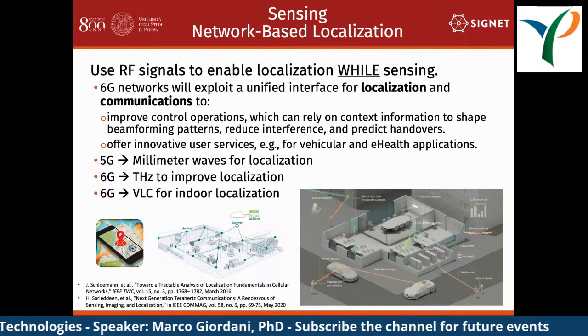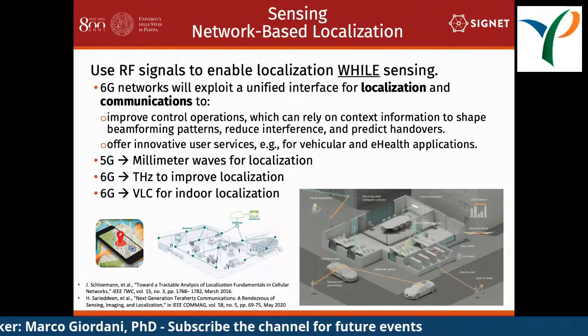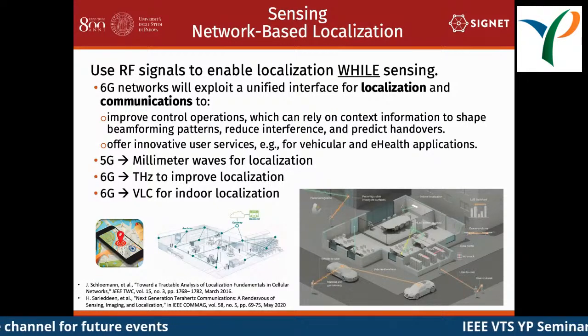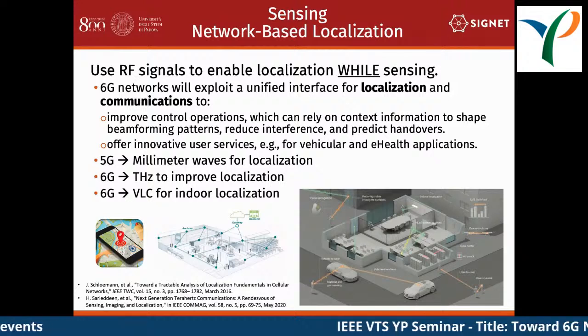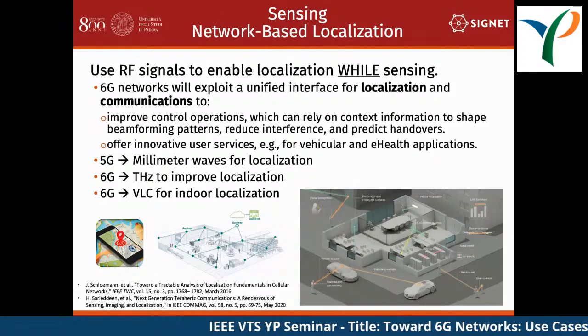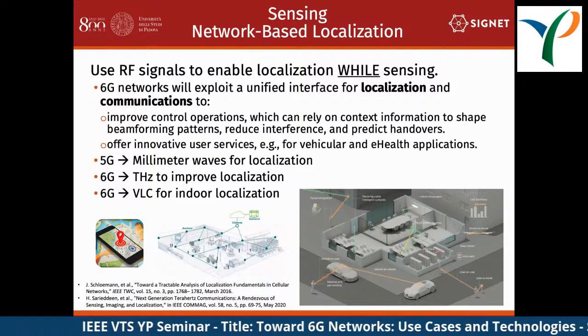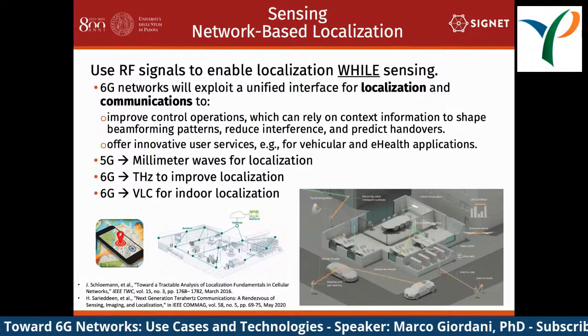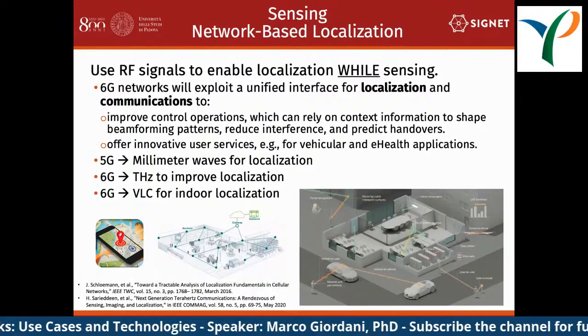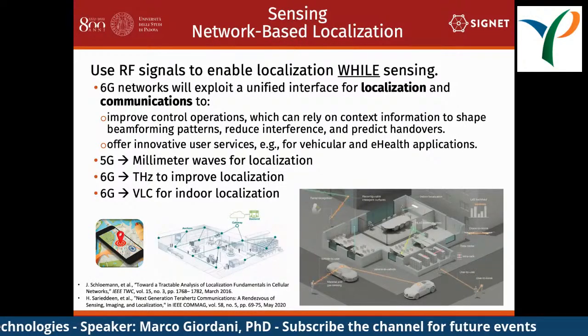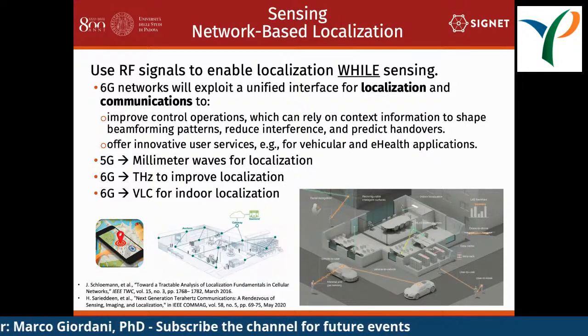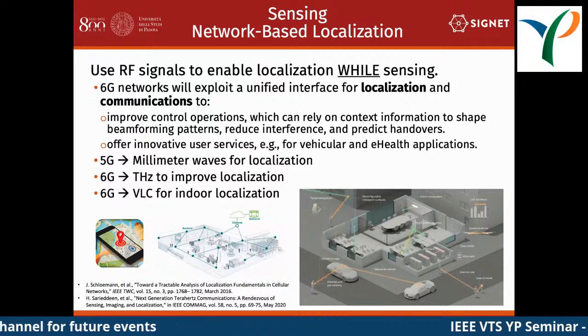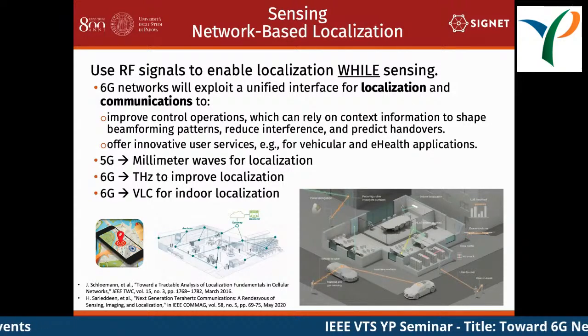So once you have this map of the environment in the RF domain, you can project the information you acquired on the angle of arrival into an estimate of the location. And this works for both indoor and outdoor, and is particularly doable if we design terahertz-based localization together with communication. So this is something that will see the light within the 6G future activities.